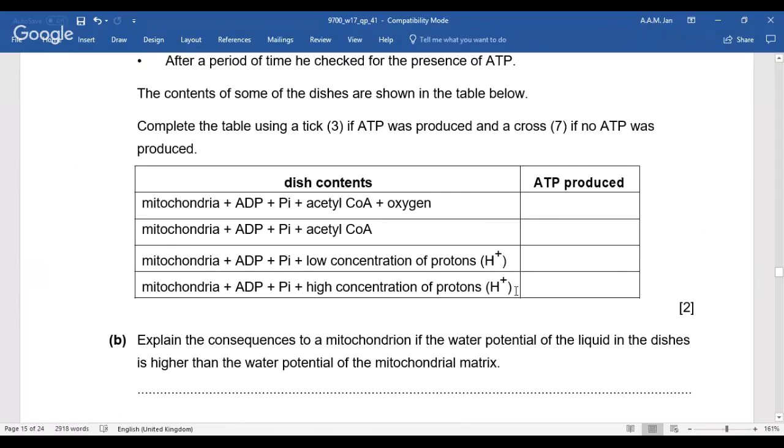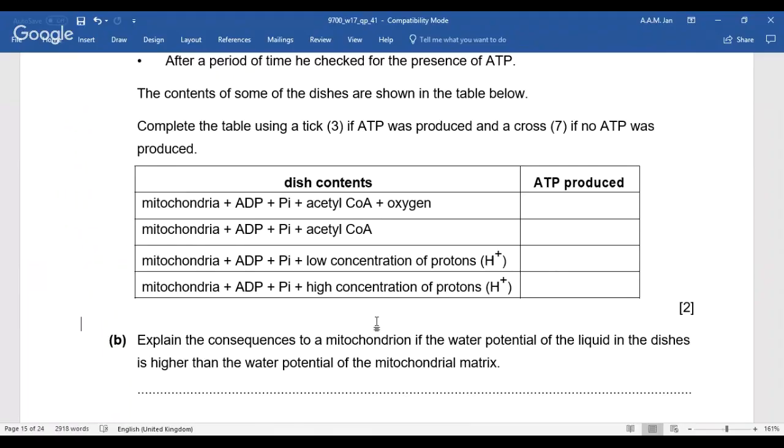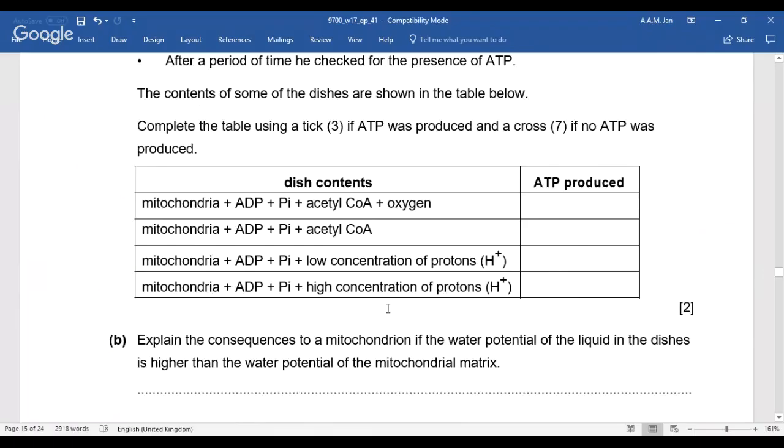Okay. And why is ATP produced with high concentrations of protons? Because in the matrix, they need a high concentration of protons, then you can pump out hydrogen ions, I guess. Okay, but how can you do it without adding oxygen? Yeah, so in this fourth dish, Peter Mitchell didn't add oxygen, but he still got ATP to be produced.